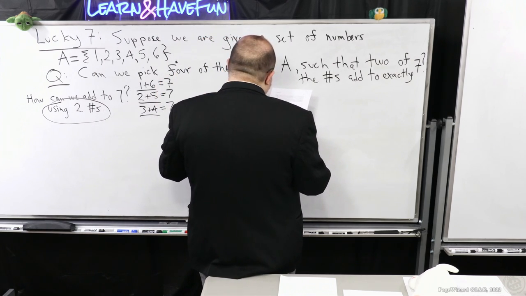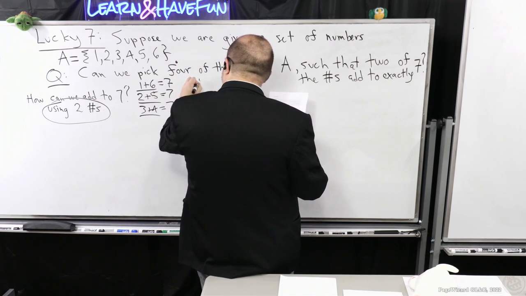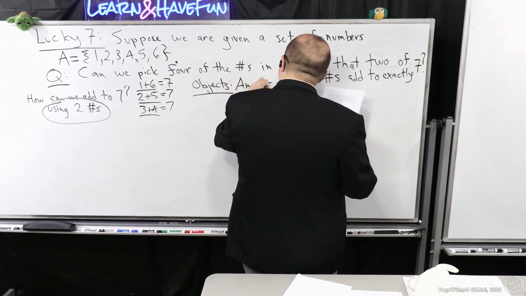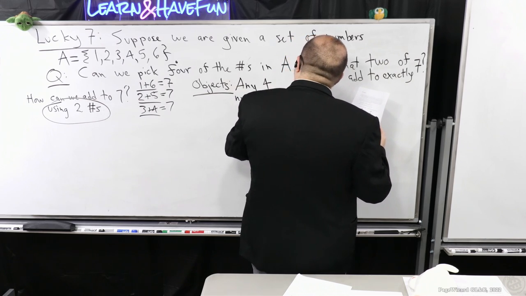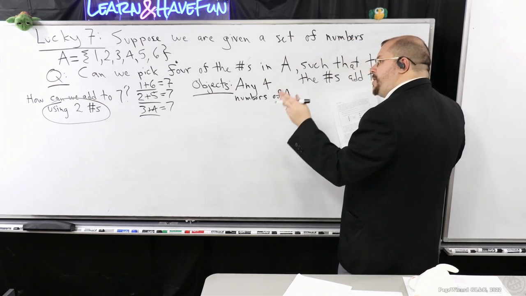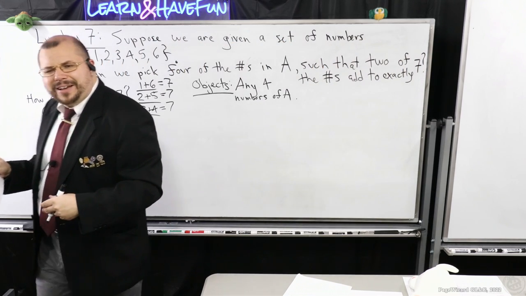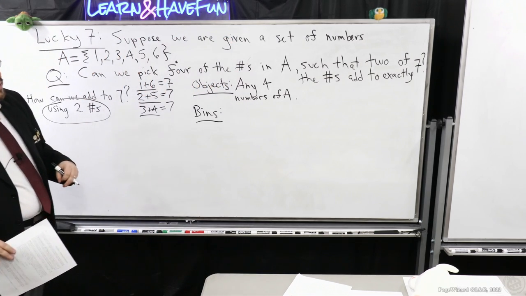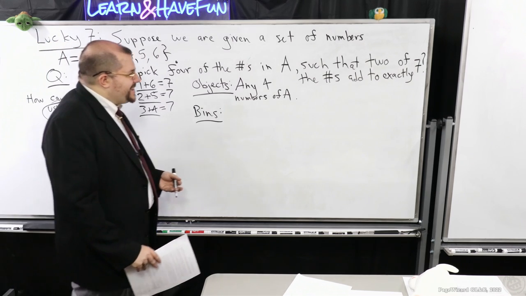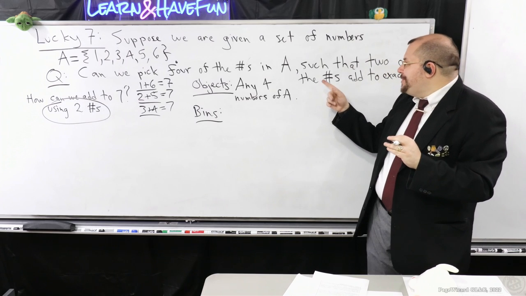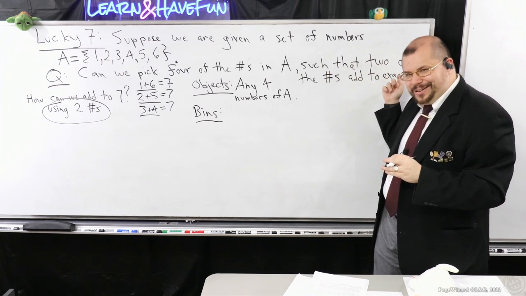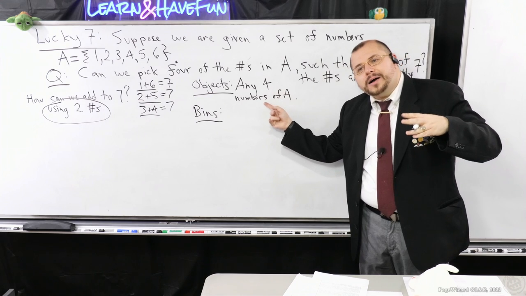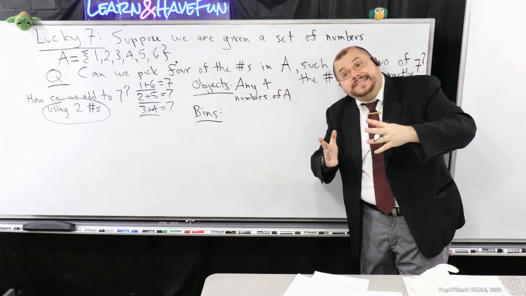So I have a suggestion for how we're going to set up the objects in bins. So the objects are any four numbers of A. You could give these names if you like. You could call them A1, A2, A3, and A4. How about the bins? Now that's the part that's a little bit of a head scratcher here. Now, what does it mean for it to be that two of the numbers add to exactly 7? That means that if I pick four numbers out of A, two of them have to sum to 7, right?